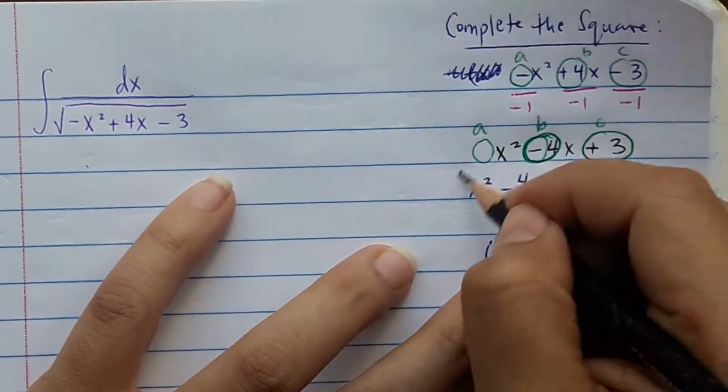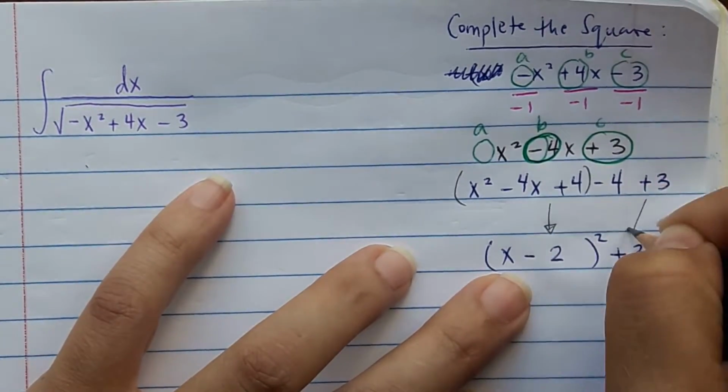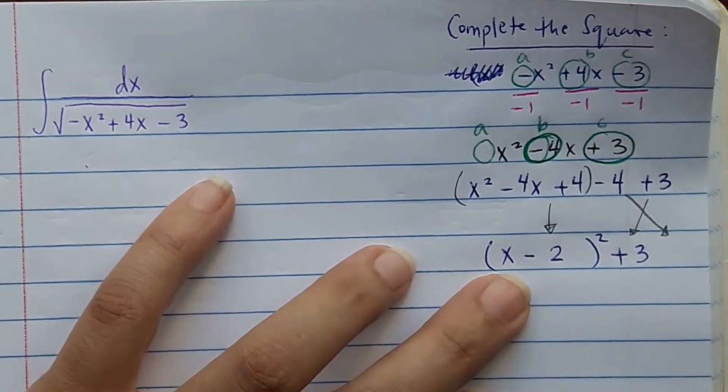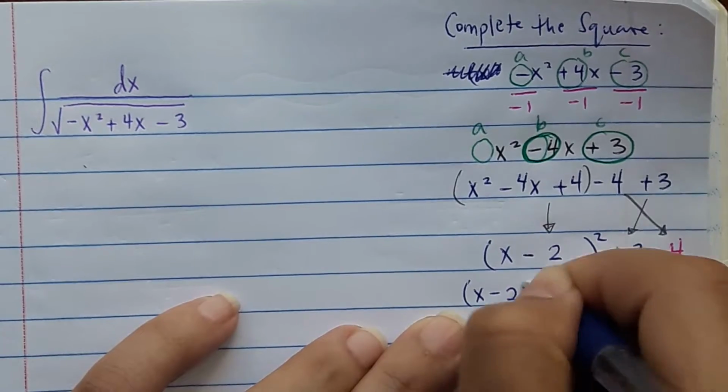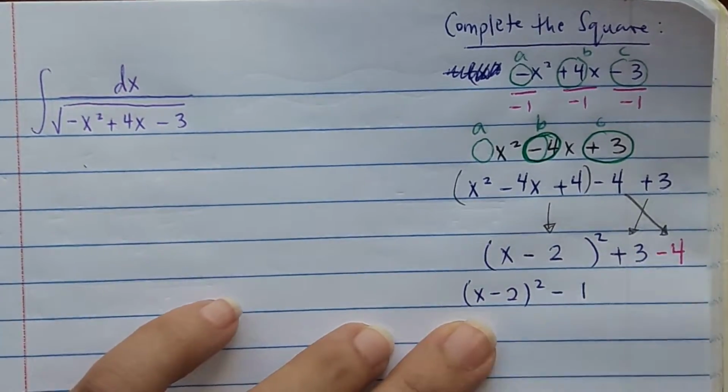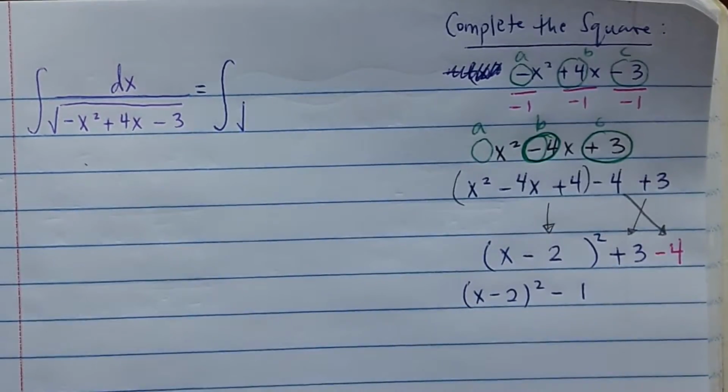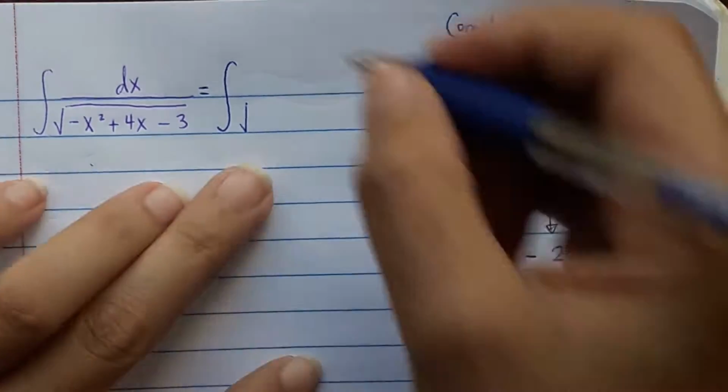You should be good at this by now. The first 3 terms are that. That one is that. So the only thing missing is the -4. So you're going to get x minus 2 squared. And then 3 minus 4 is -1. All right, so we're going to rewrite that polynomial like this.